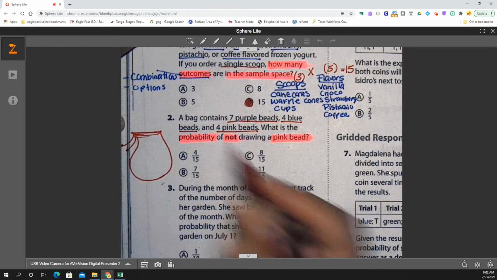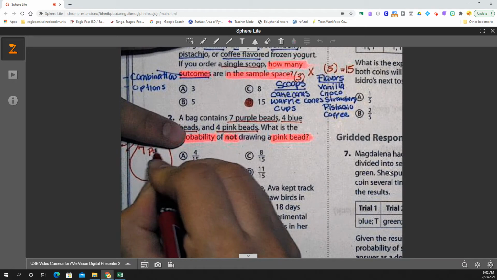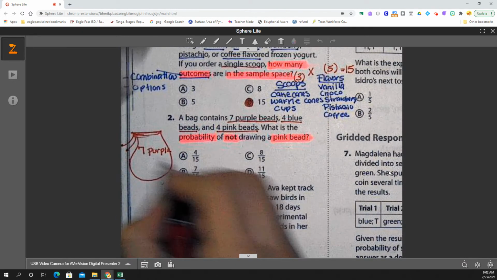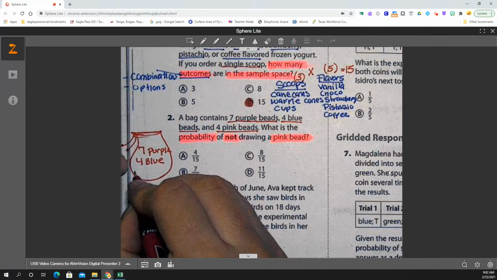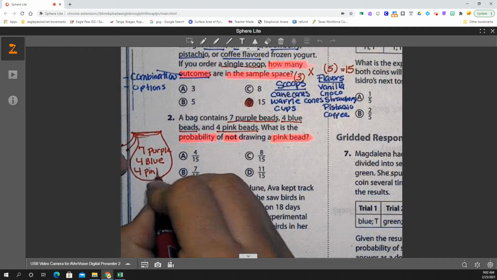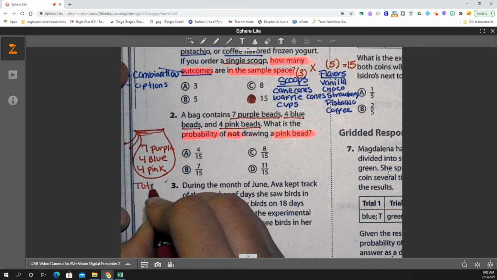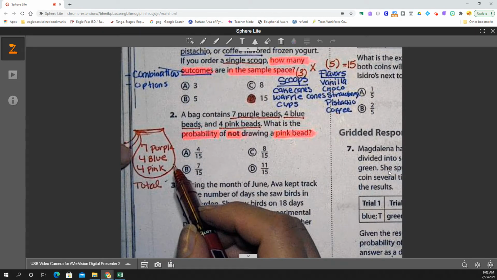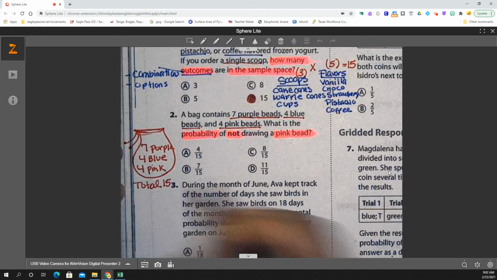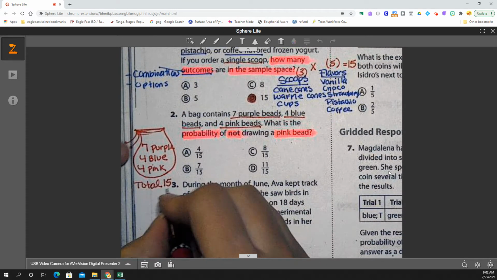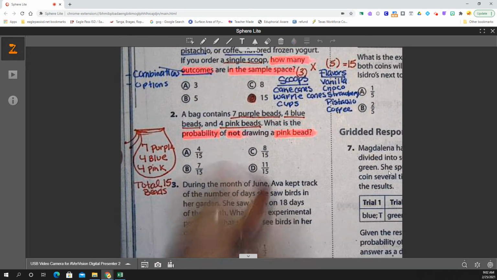Okay, this is a bag. There's 7 purple beads, 4 blue, and 4 pink. So this bag has a total of how many beads? 4 plus 4 is 8. 8 plus 7 is going to be 15. So there's a total of 15 beads in this bag.